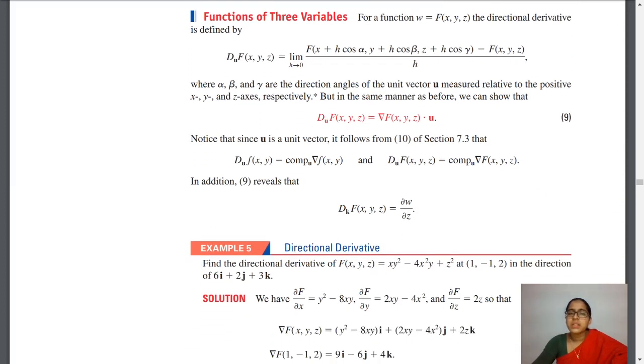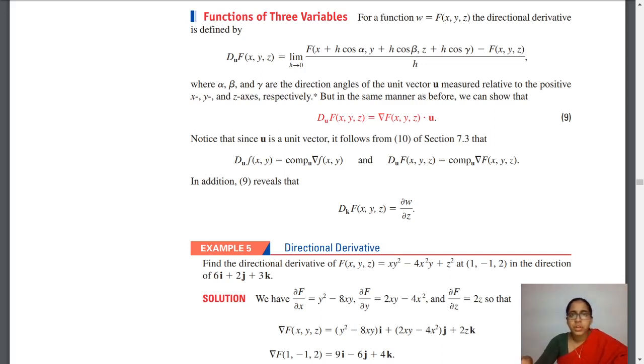Now next we are discussing the concept of the directional derivative for functions of 3 variables. The directional derivative is defined by D_u f(x, y, z) equals the limit as h tends to 0 of f(x plus h cos alpha, y plus h cos beta, z plus h cos gamma) minus f(x, y, z), divided by h. Similar to the 2 variable case, alpha, beta and gamma are the direction angles of the unit vector measured relative to the positive x, y and z axes respectively.